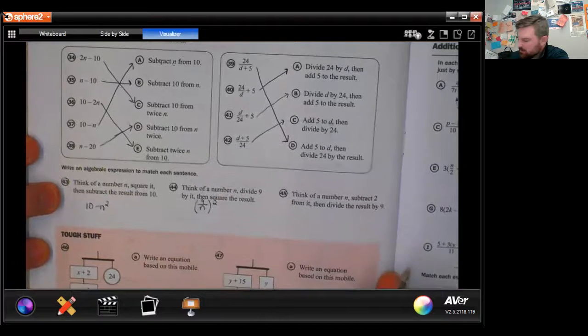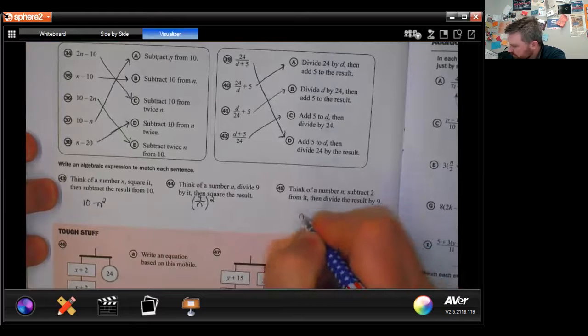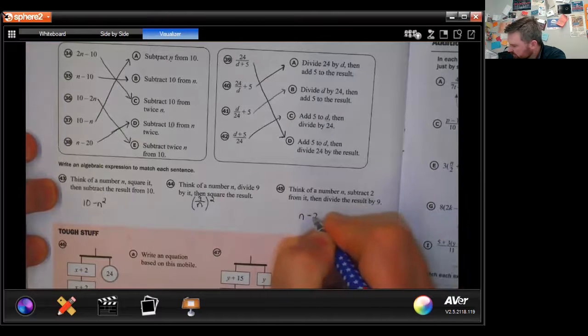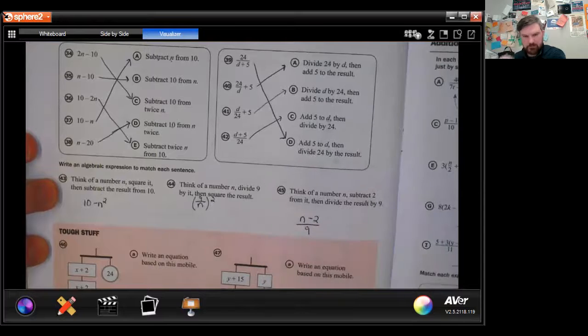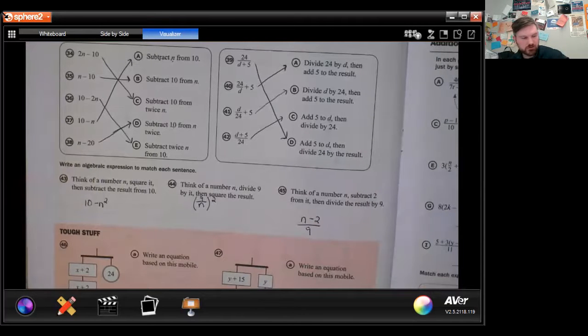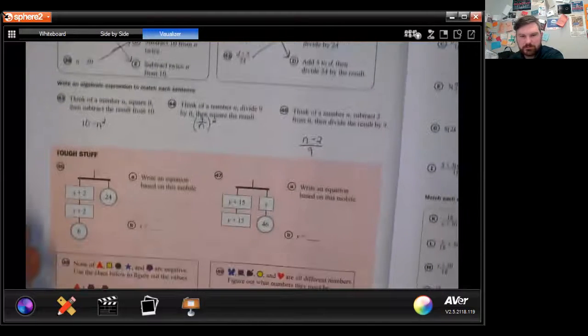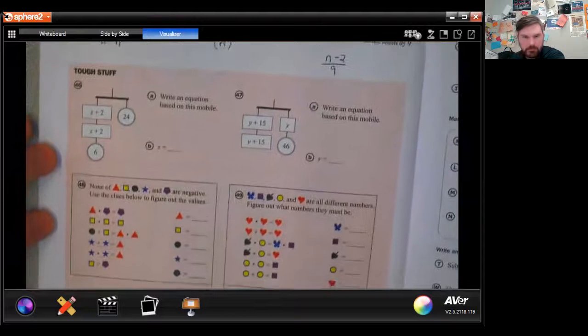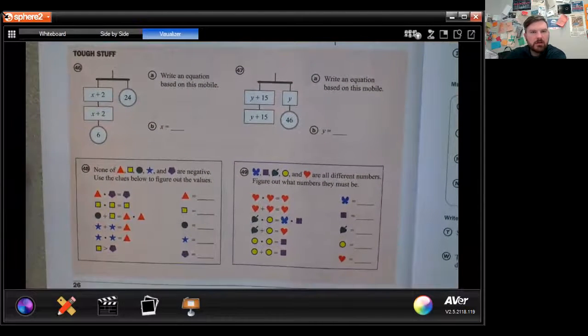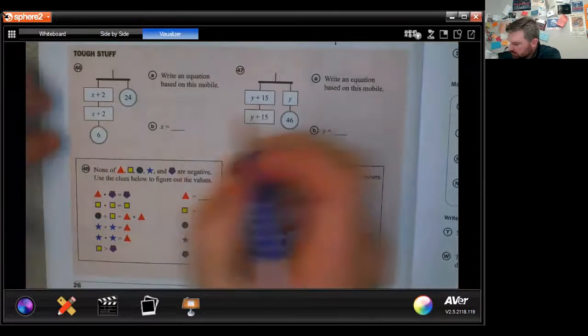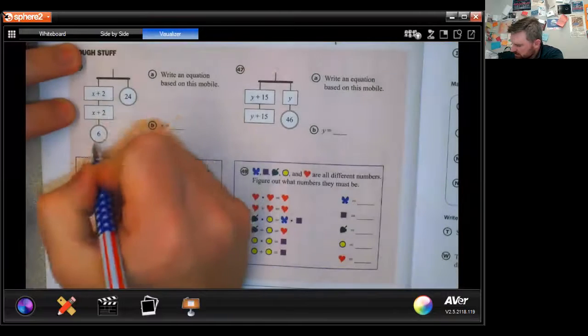Think of a number n, subtract 2 from it, then divide the result by 9. Okay, so we're telling the whole story here when we do that. All right. So write an equation based on this model. Okay, so now they're giving us expressions and numbers here.